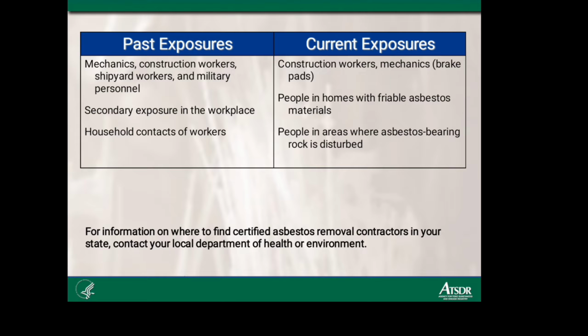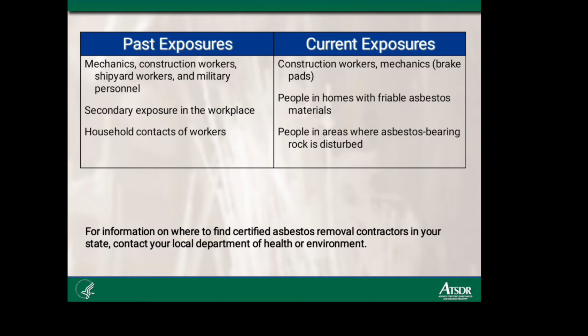Now, the population that is at risk due to asbestos, we're gonna discuss that. What are the past exposures and what are the current exposures as of today? So, past exposures: mechanics, construction workers, shipyard workers, and military personnel. Also, secondary exposures in the workplace, such as household contact of workers.